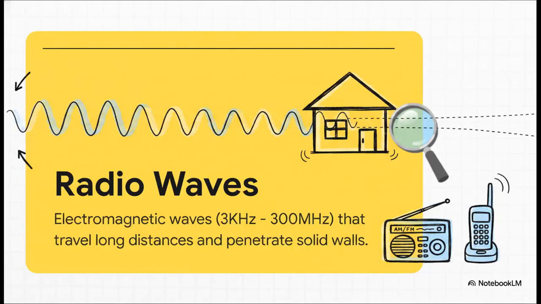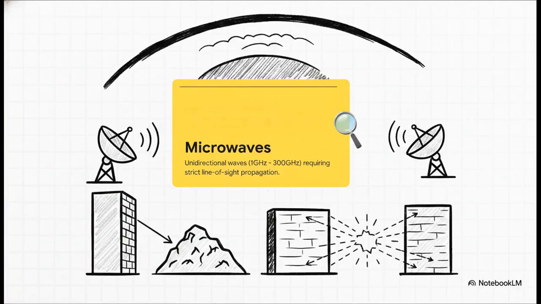Let's break down that invisible, unguided spectrum, starting with radio waves. These operate between 3 kHz and 300 MHz, and honestly, they're the absolute resilient workhorses of wireless tech. Why? Because they can travel incredibly long distances and punch right through solid walls. It's the exact reason why your car's AM/FM radio or an old-school cordless phone works perfectly even when you're deep inside a building.